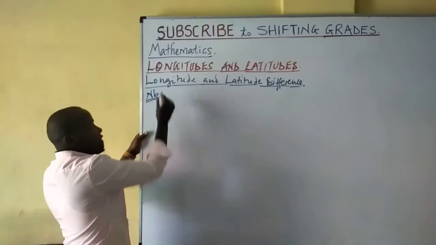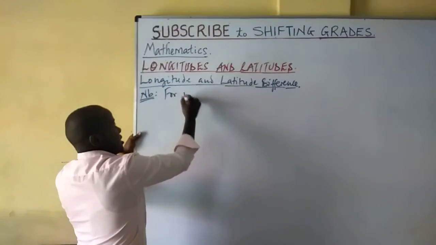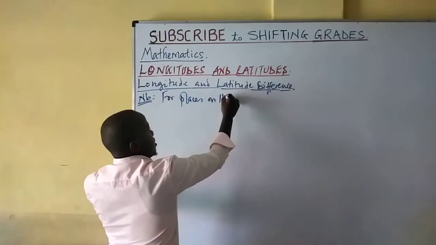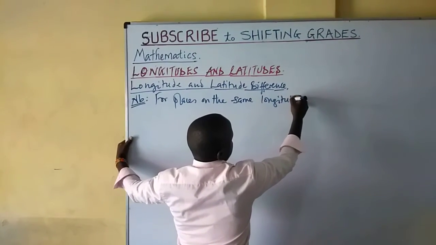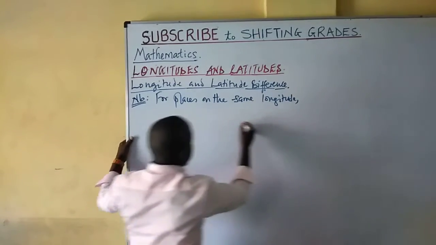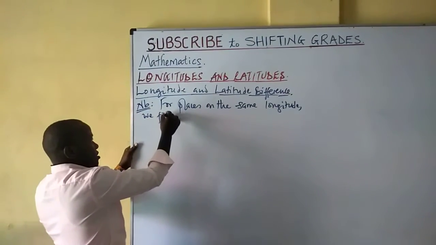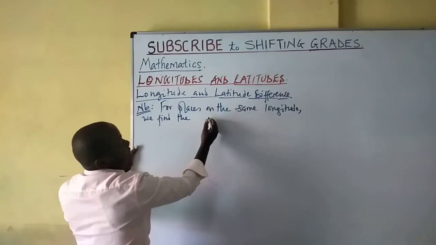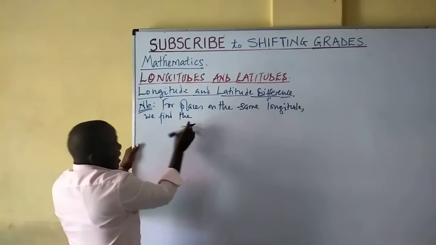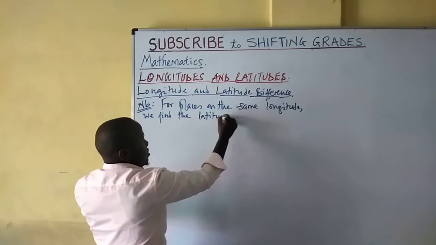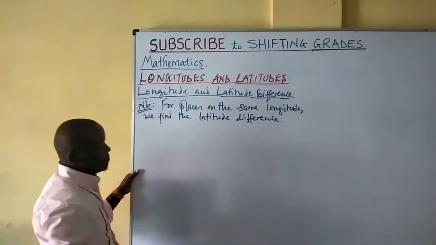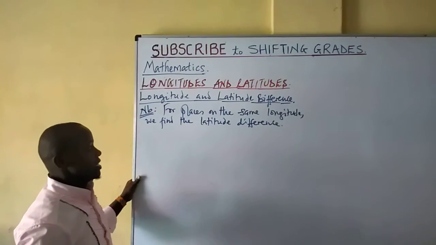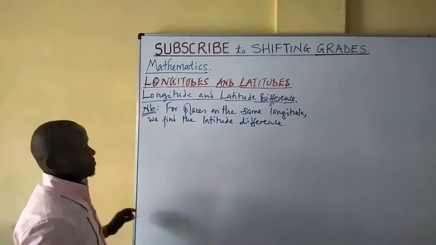It's good to first of all master this: for places on the same longitude, we find the latitude difference. If they are on the same longitude, we find the latitude difference.